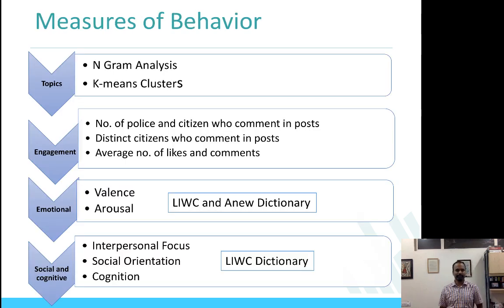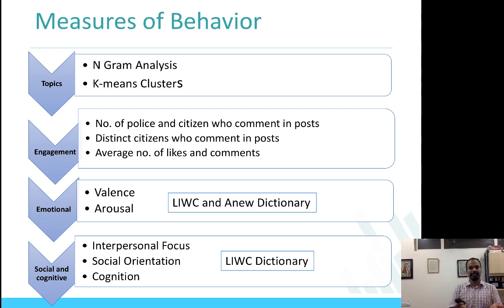The measures that were used in looking at what analysis could be done are the topics, engagement, emotional, social, and cognitive evaluation. So these are the 4 things that I showed you as research questions when we started this lecture. Topics: N-gram analysis was done, which is how frequently the words are actually appearing. 1-gram would be the single word analysis, bigram would be 2 words appearing together.